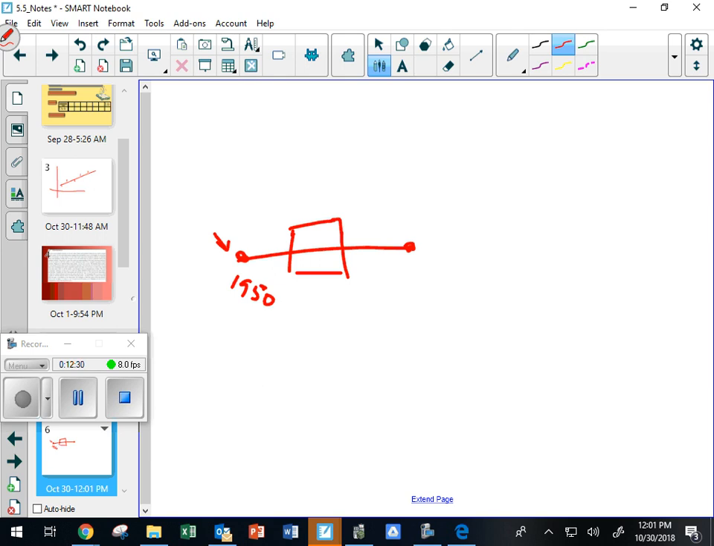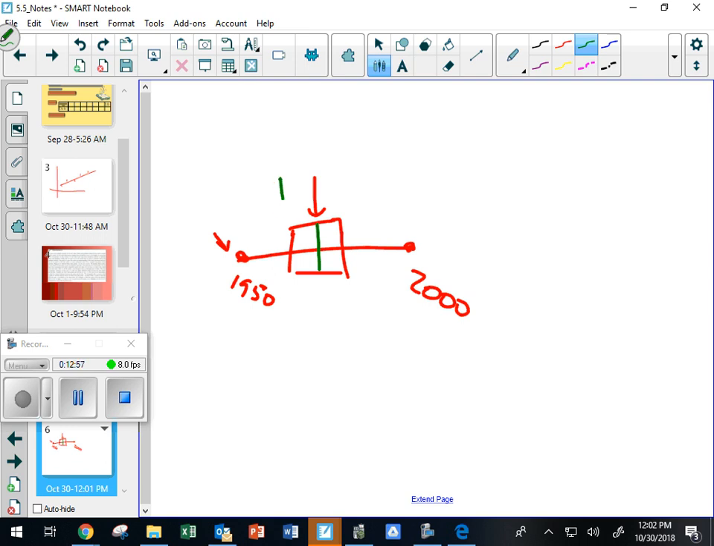What was the maximum, the highest number that we had? 2000. Somewhere in here is actually the very middle of all of our data. What's that called? The median. Okay? The median of our data would be somewhere in here, kind of in the middle. And the calculator can tell us that number. It'll be on our one variable stats list.